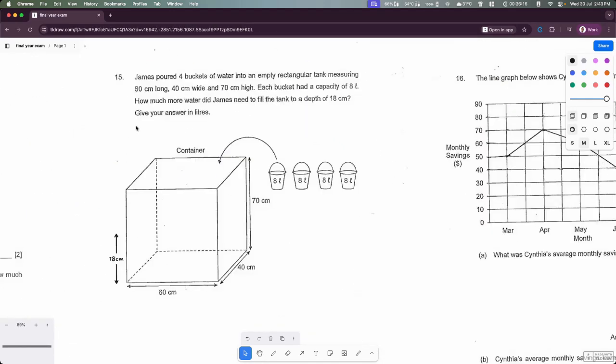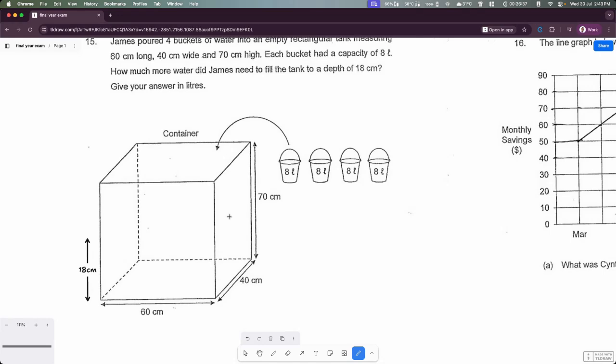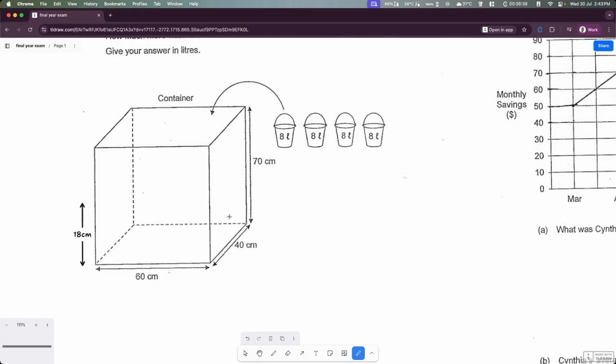All right, question 15. James poured 4 buckets of water into an empty regular tank measuring 60 centimeters long, 40 centimeters wide, and 70 centimeters high. Each bucket had a capacity of 8 liters. How much more water did James need to fill the tank to a depth of 18 centimeters? So, I already drew 18 centimeters over here.